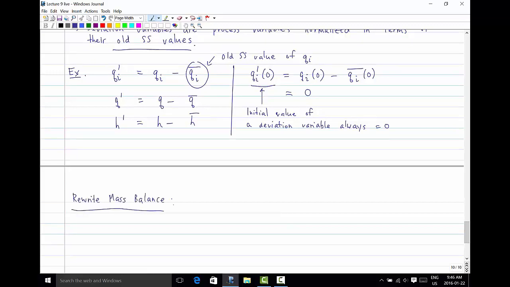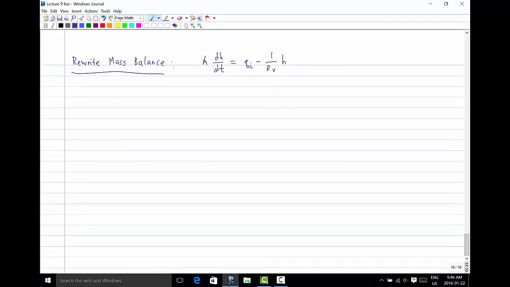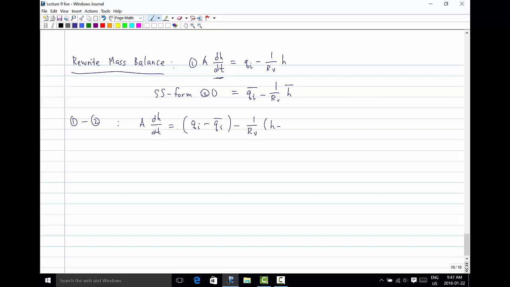Using this, we can rewrite the mass balance equation in terms of the deviation variables and eliminate all the terms concerning the initial conditions. We do this by rewriting the original mass balance and then rewriting the steady state form of the mass balance, in which all derivatives equal 0 due to steady state.